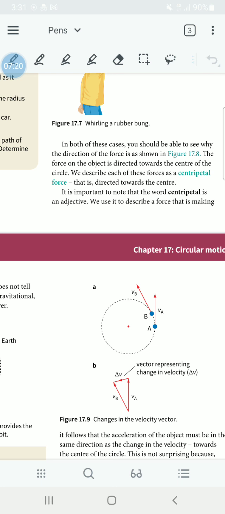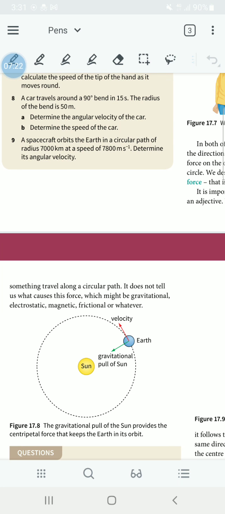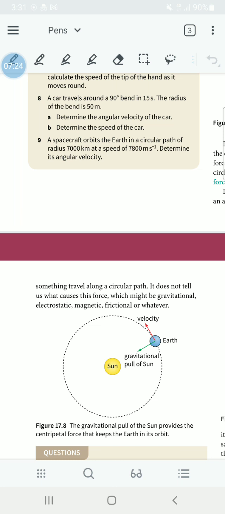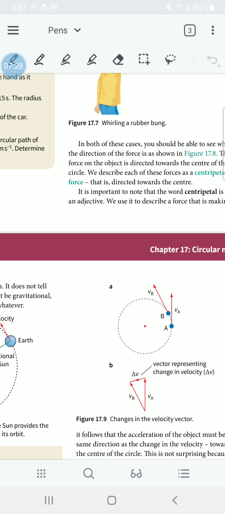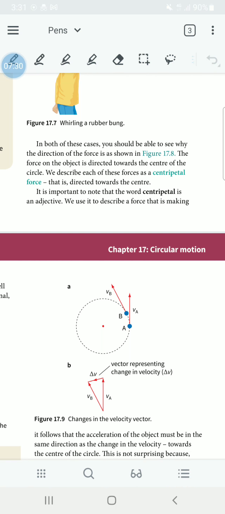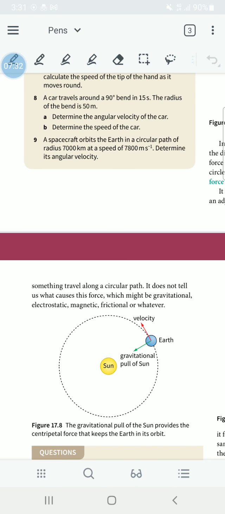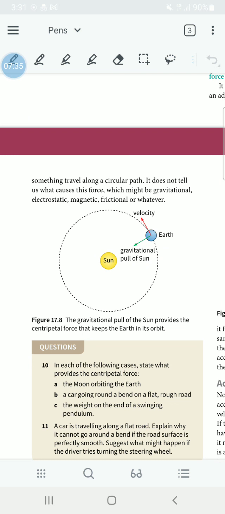So this force is known as centripetal force, and centripetal force is a description. It is an adjective, so it is not actually the noun. It does not say that centripetal force is a thing. There are many different kinds of forces that would provide the centripetal force.